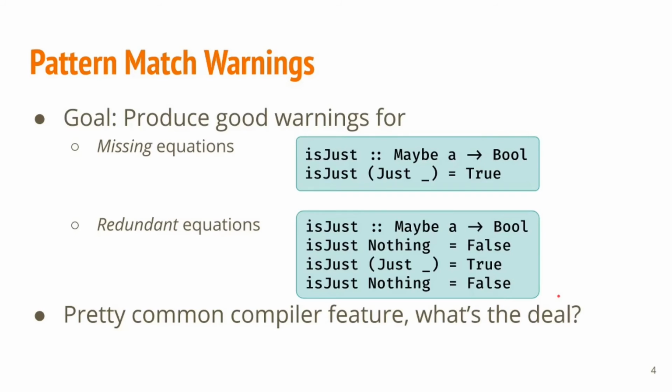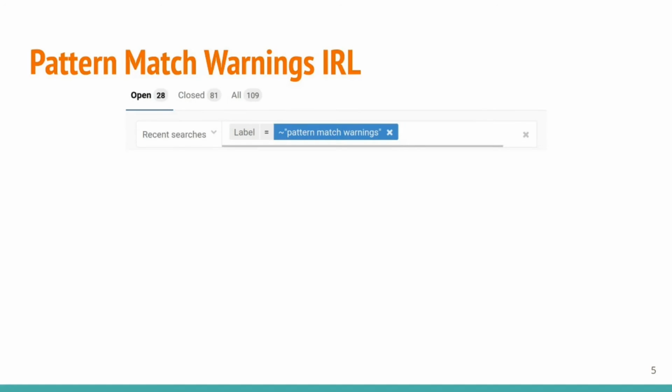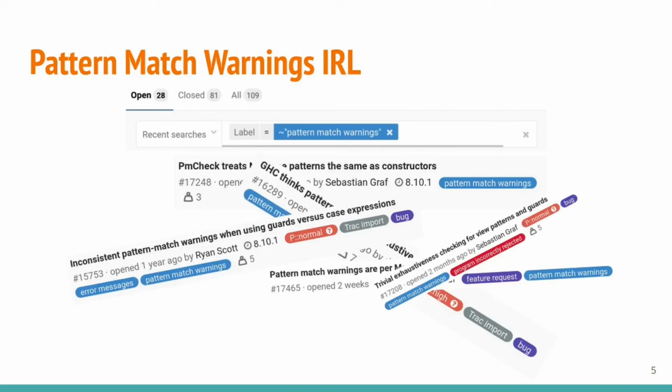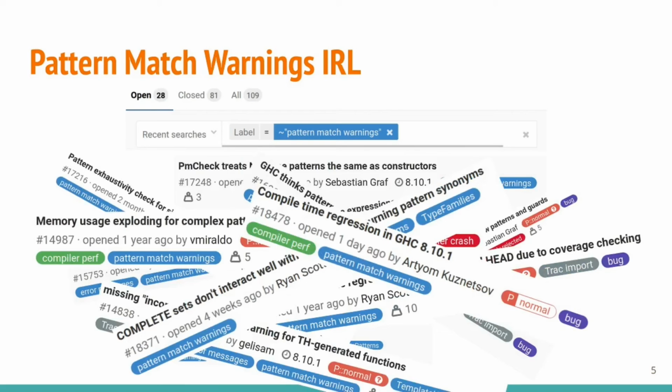Apart from such missing equations like Nothing here, compilers can also find redundant equations like the third one here. In fact, compilers have been able to produce these kinds of warnings for a long time, so you might think there's nothing new to find here. And I thought so too, before I picked up maintenance of GHC's pattern match checker as a side project about a year ago. As of recently, there are still 28 open tickets for the pattern match checker, most of them related to performance and incorrect handling of some subtle interaction of source syntax features.